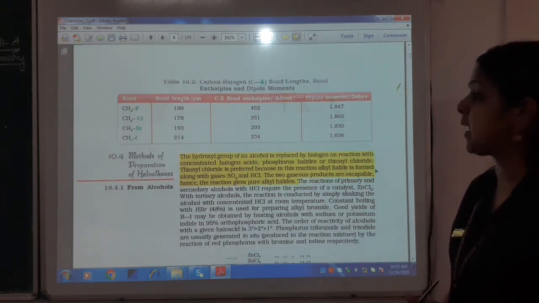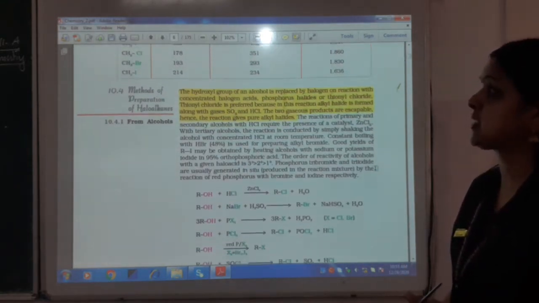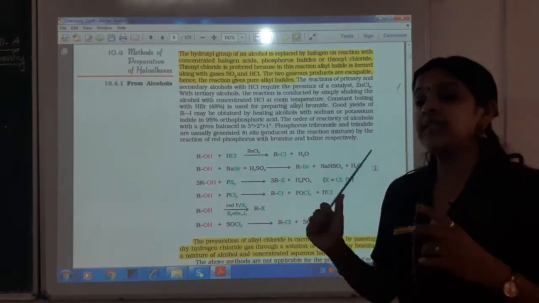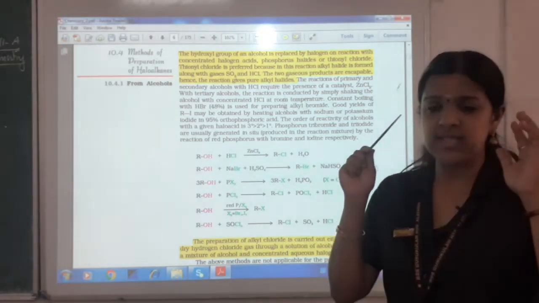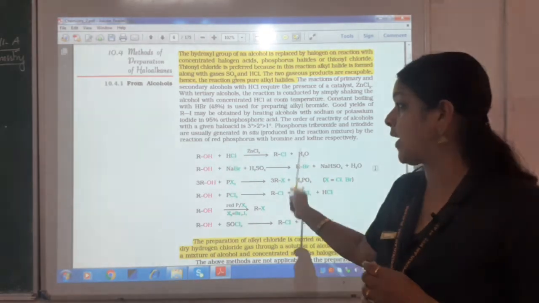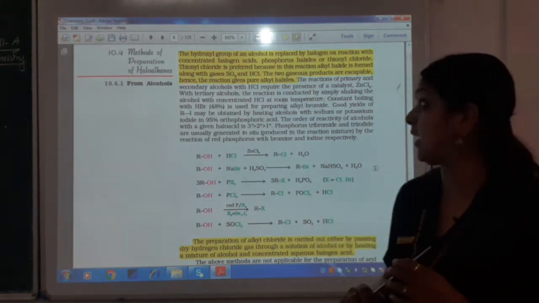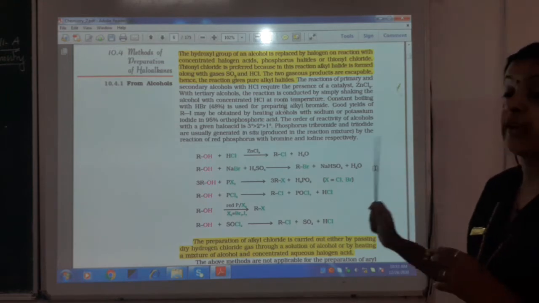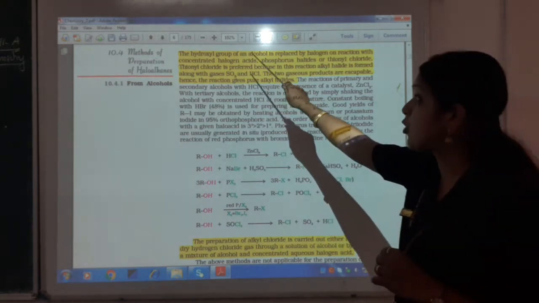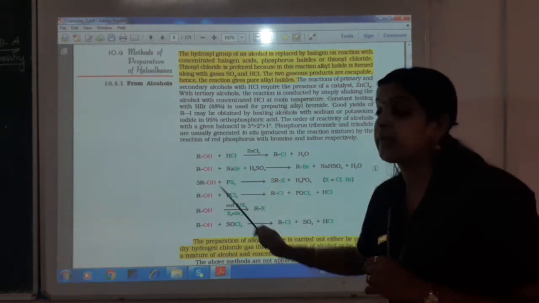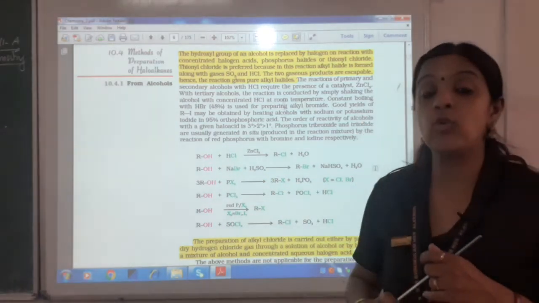Now let us learn about some of the preparations that we can do for the haloalkanes. When we say preparation, children, you cannot change it according to your own choice. So you have to learn the reactions by heart. Now the first and foremost important preparation is from alcohols. In an alcohol, the hydroxyl groups are present. Hydroxyl is nothing but the OH group.